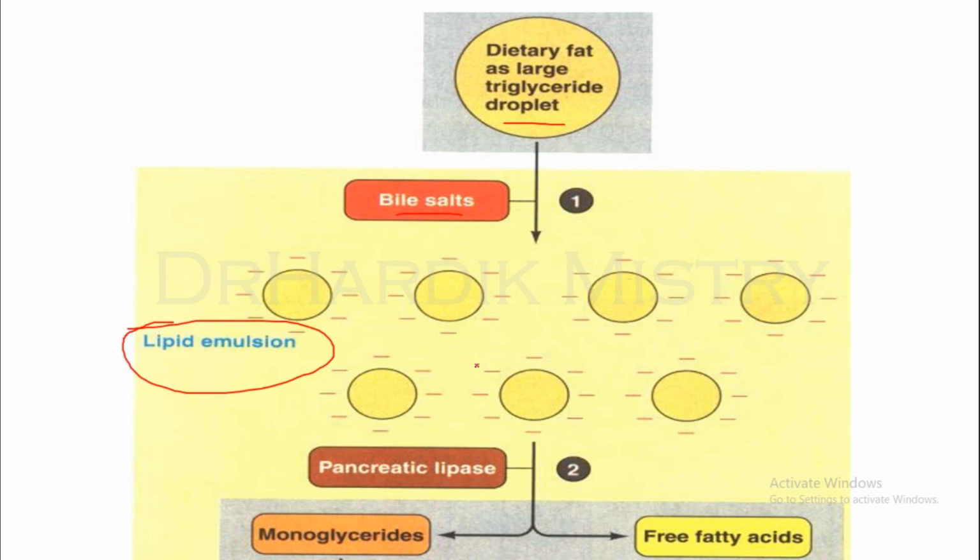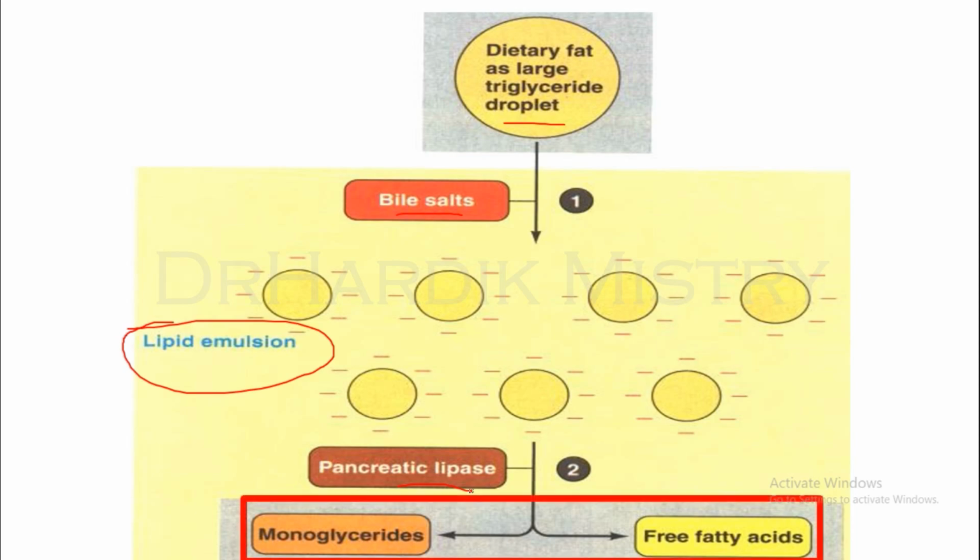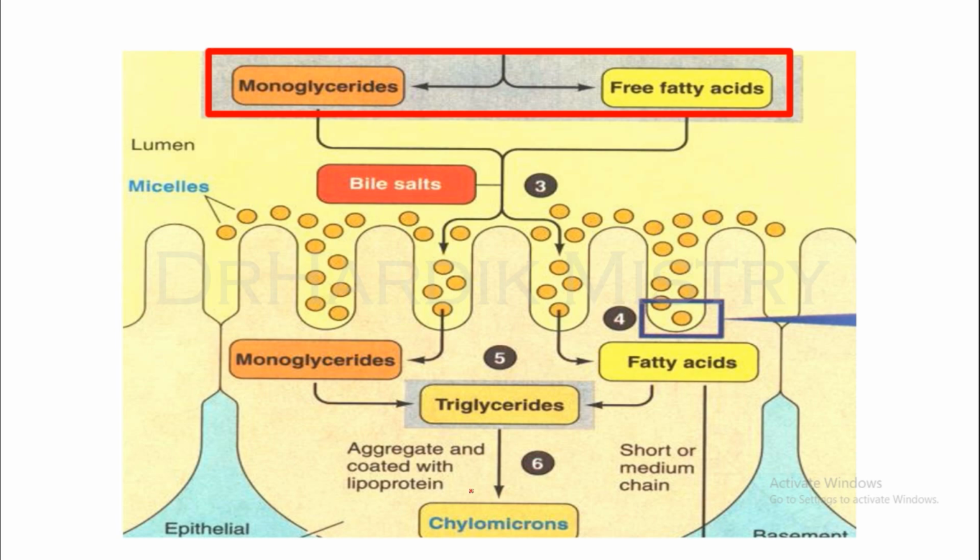After the lipid emulsion, it comes in contact with pancreatic lipase, which breaks down triglycerides into monoglycerides and free fatty acids. This pancreatic lipase enzyme is present inside the pancreatic juice. Now these monoglycerides and free fatty acids join again to form triglycerides, with the bile salt acting on these triglyceride molecules, and again they are divided into monoglycerides and free fatty acids.